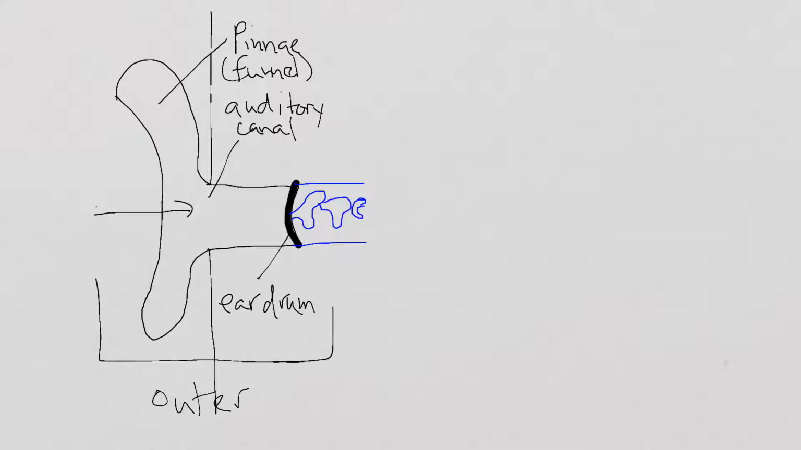And because your hammer is resting on your eardrum, as soon as the eardrum starts to vibrate, the hammer that's sitting on it will also start to vibrate. And guess what? The anvil that's touching the hammer will also start to vibrate. And finally, the stirrup, the smallest bone in the human body, will also start to vibrate. So this is where we go from having an invisible sound wave to a visible vibration.